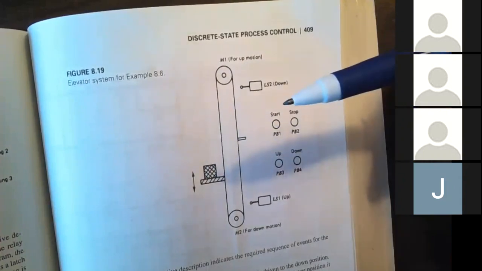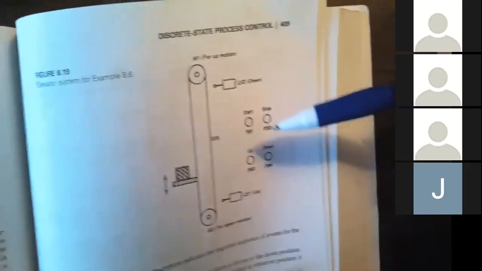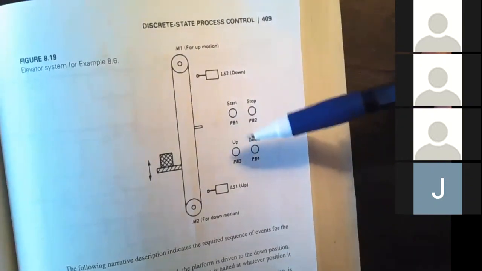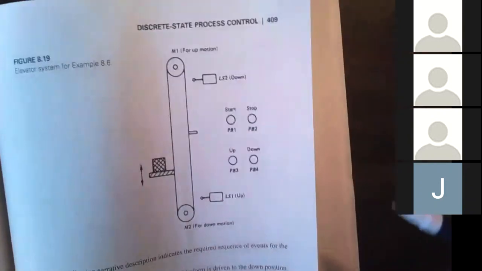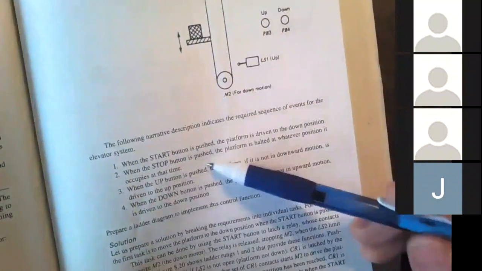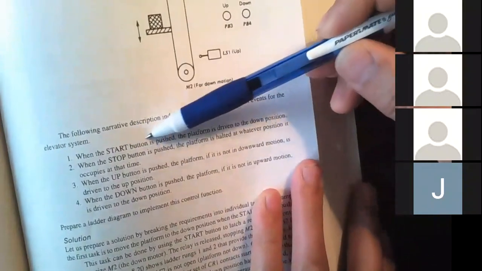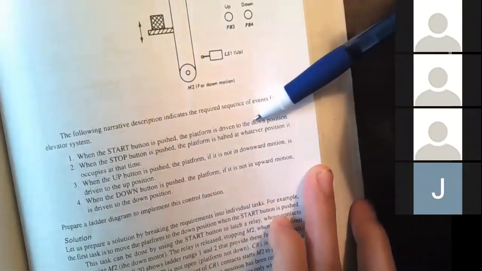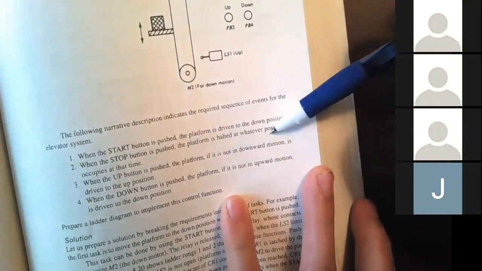In this case, it's only 2-story, right? 2 stories. And then you have a start button, stop button, up button, and down button. So now we will design this control system to accomplish this sequence of events. So when start button is pushed, the platform is driven down. When stop button is pushed, everything stops.